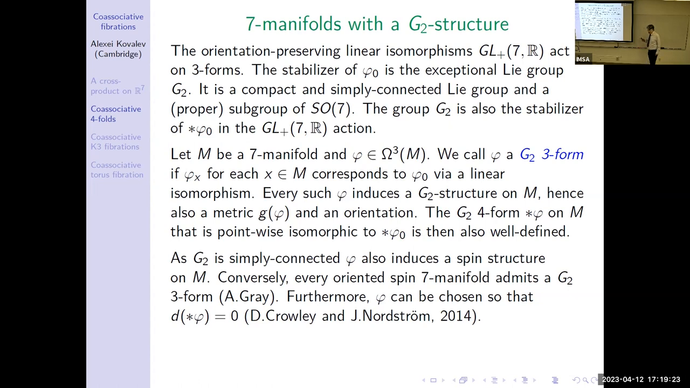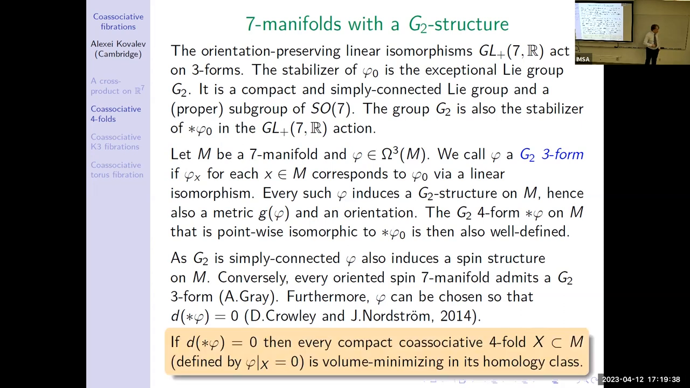And recall the closedness of star phi was important to argue that co-associative submanifolds are minimal. So if it's a spin manifold, we can choose phi with star phi closed, and then the co-associative submanifolds will be minimal. So that's the first important point of this setting up and introduction. In other words, they will be more than minimal, they will also be volume minimizing, since the homology class is non-trivial. So that's one great thing about co-associative submanifolds.